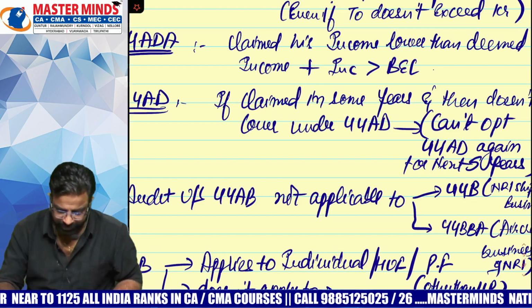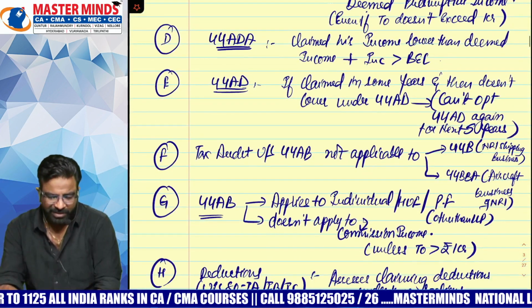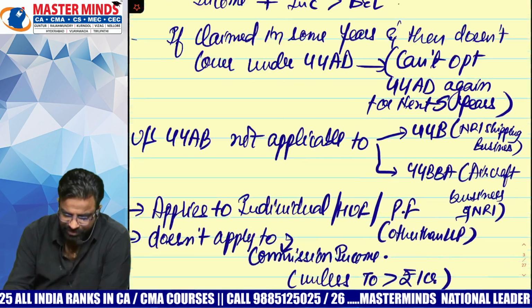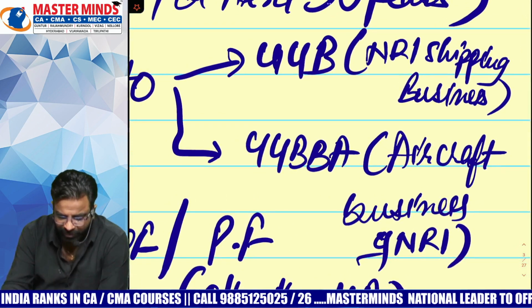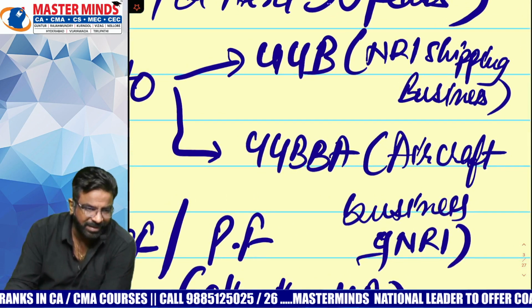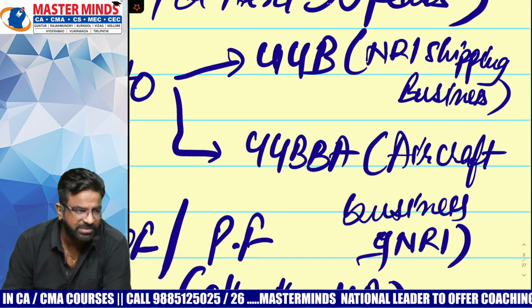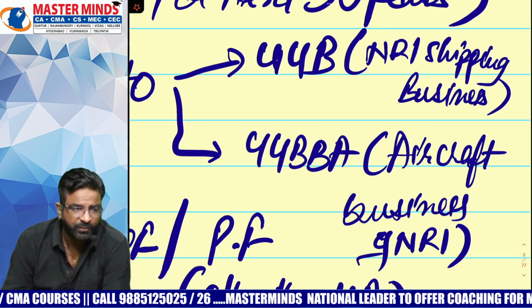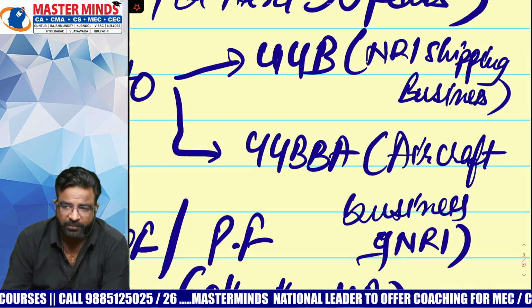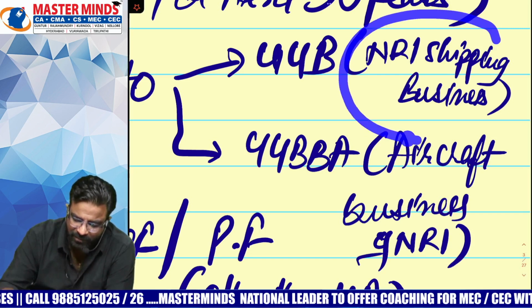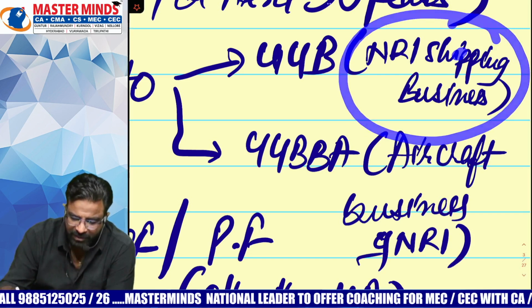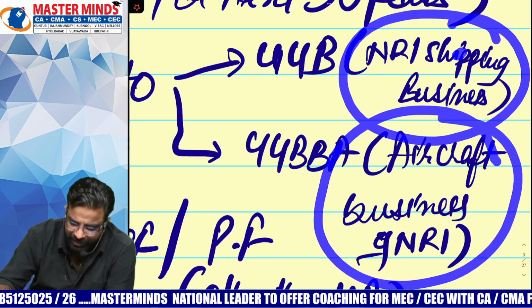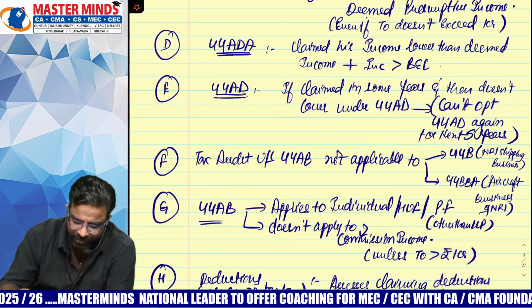5 years. Next one, tax audit under section 44AB does not apply to 44B and 44BBA. ये याद कर लो sections. What is the name? 44B, 44BBA. What is 44B? NRIs involved in which business? And 44BBA, aircraft businesses done by whom? NRIs.